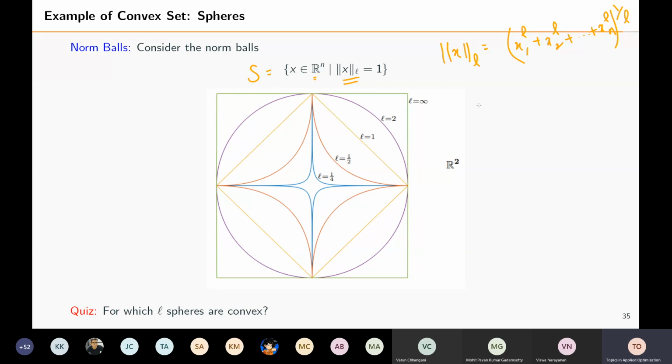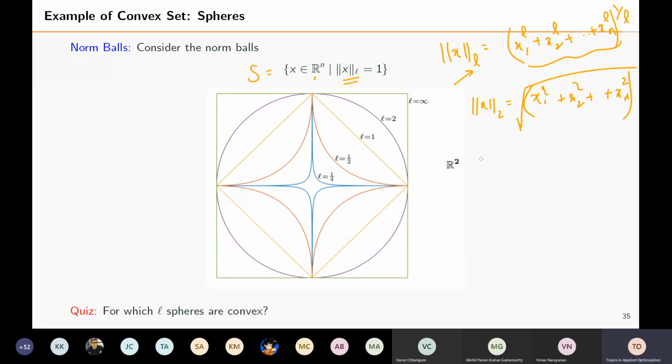The familiar norm that you know is the 2 norm, where L is 2. In that case you have x1 squared plus x2 squared plus dot dot dot plus xn squared, and you take the square root. This is the usual Euclidean norm that you are familiar with. Now I have generalized this norm by taking L, which could be any positive rational number. It is easy to prove that this satisfies the norm properties.